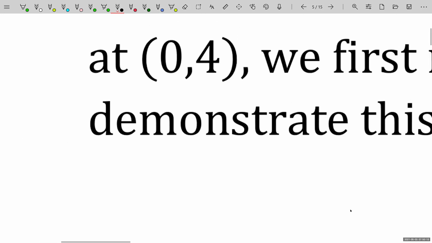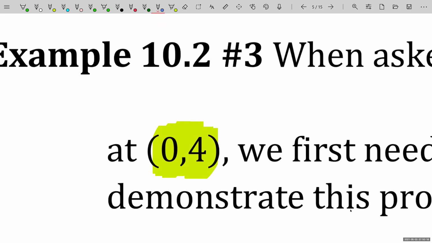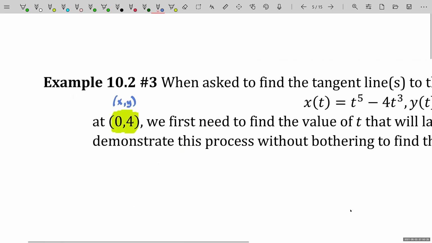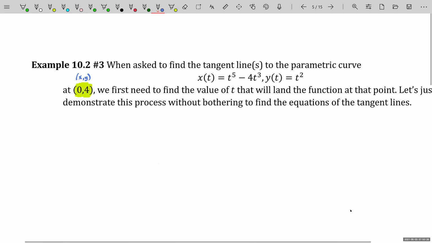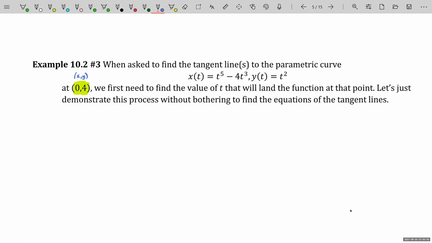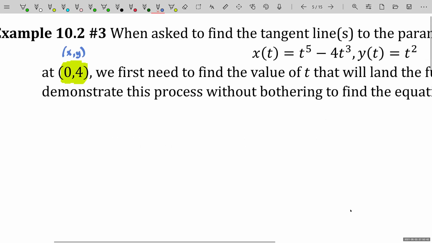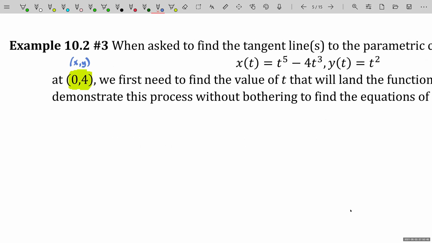That is critical because this is an x, y point. That's a Cartesian point. So this is x, y, not t, something, but x, y. We first need to find the value of t that will land the function at that point. Let's just go ahead and demonstrate this process. We're not going to bother with finding the equation of the tangent lines because we've already done that in 2 separate problems. So how would you find out when, that's the time question, when will our curve strike the point x equals 0, y equals 4?